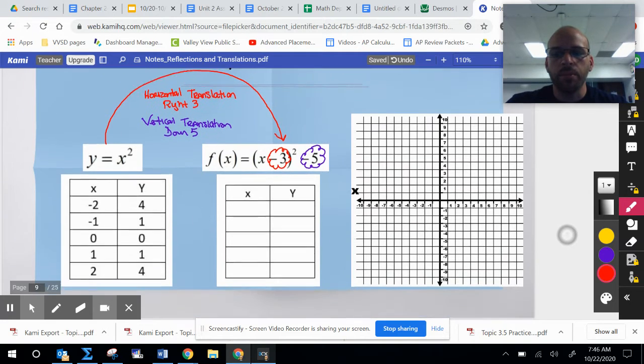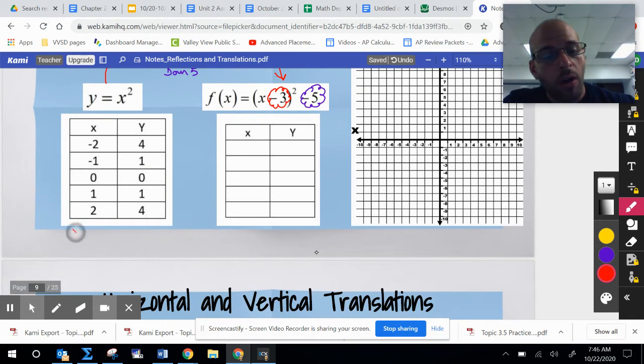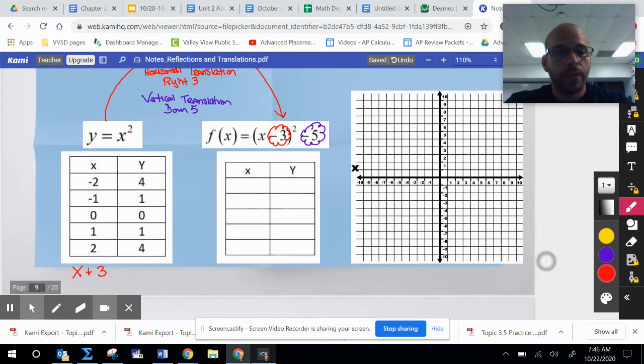All right, so now let's complete this table of values. If I want to move my graph, let's start with the horizontal translation. If I want to move my graph to the right 3, what I want to do is I want to take all of my x values and I want to add 3 to them.